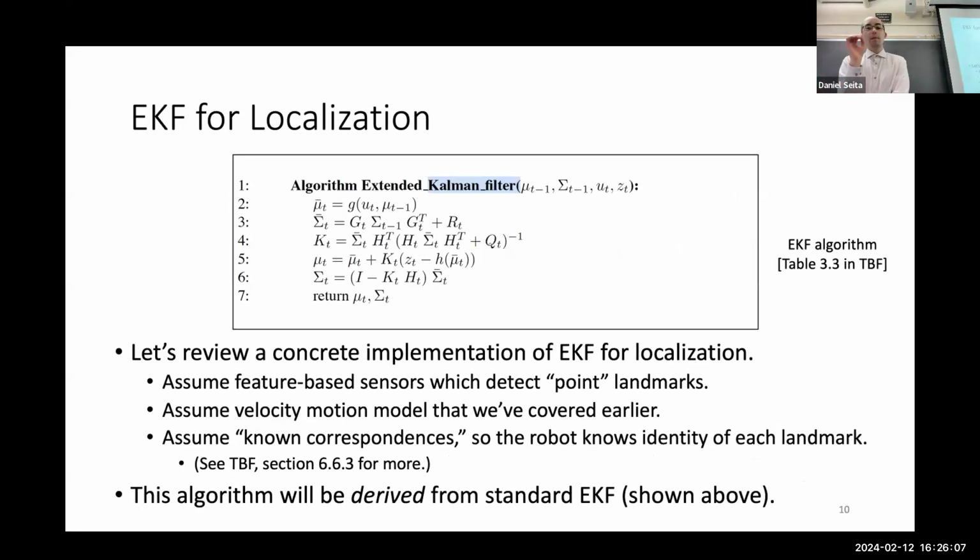So at this point, let's have our objective be to review what it means to use EKF for localizing this robot, under the assumption that we have that dynamics model from the last slide. Also assuming known correspondences, so if we measure the distance to a landmark, we know what the landmark is. And we'll assume that we have sensors that return some features.